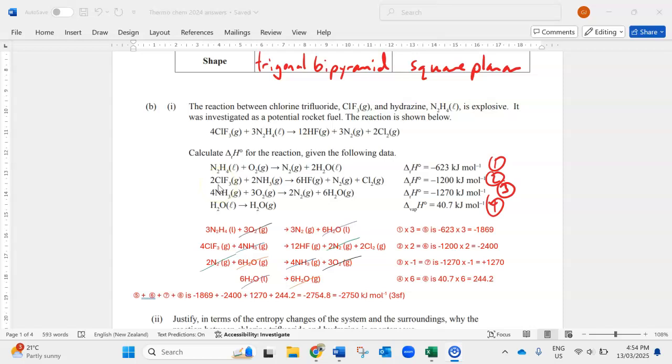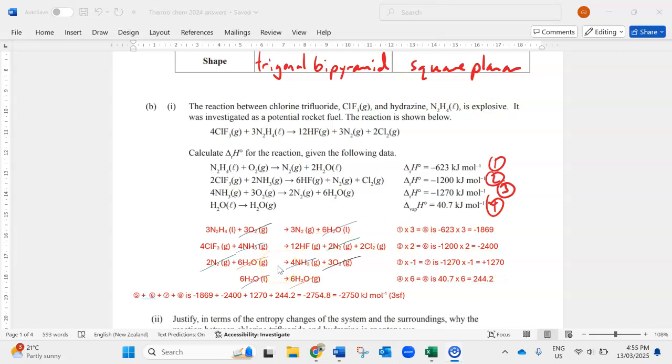This has some chlorine trifluoride, but I need to times it by 2 to go from 2 to 4. So that's here. This equation I need to swap over because this has 6 waters and I want to cancel out the waters. So I will swap that over by multiplying it by -1 to give me positive 1270.